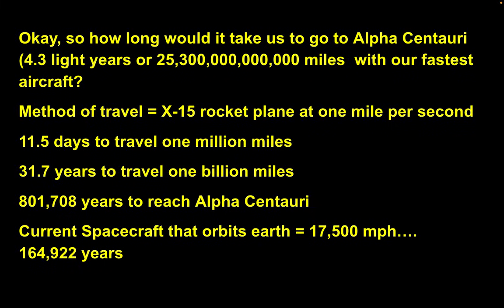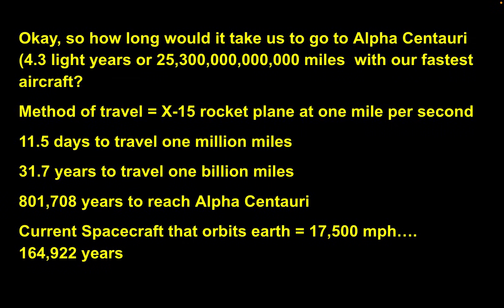So how long would it take us to go to Alpha Centauri with our fastest aircraft? Right now our fastest aircraft is the X-15 rocket plane that travels roughly 1 mile per second. So to travel 1 million miles would take 11.5 days. To go 1 billion miles, 31.7 years. But to travel this distance in an X-15 rocket, 801,708 years.